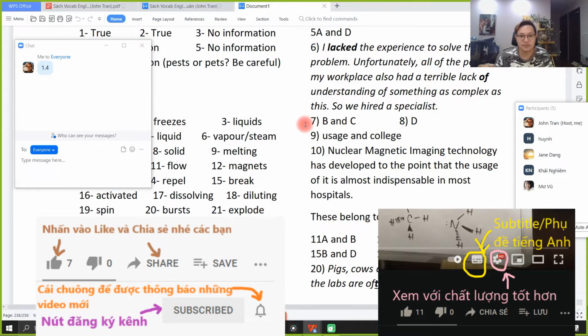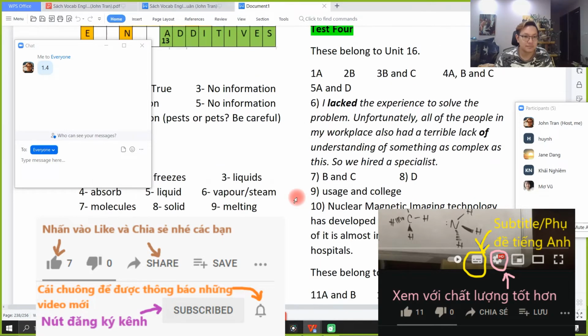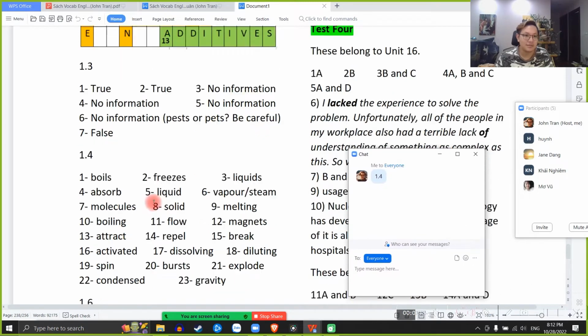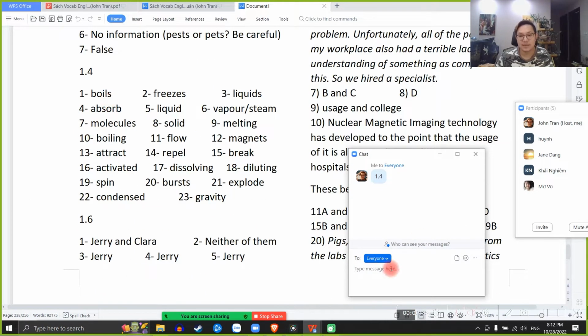Number one is boils. Số 1 là boils. Remember, boil, tại vì có y ngắn L nè. So number one is boils. Number two is freezes. Freezes. Y kéo dài. Number three, liquids. Number four is absorb. Âm Z nha. Absorb. Number five is liquid.